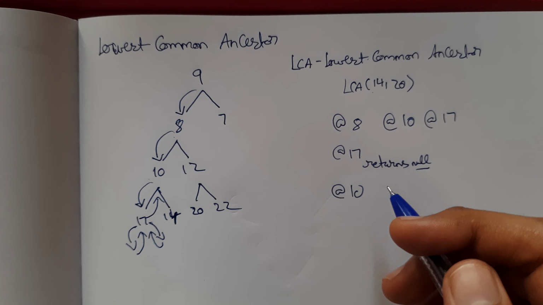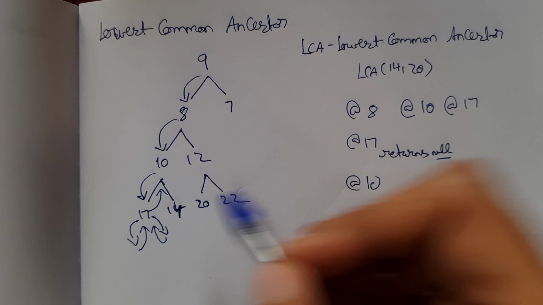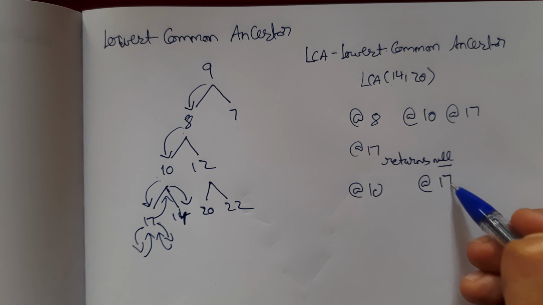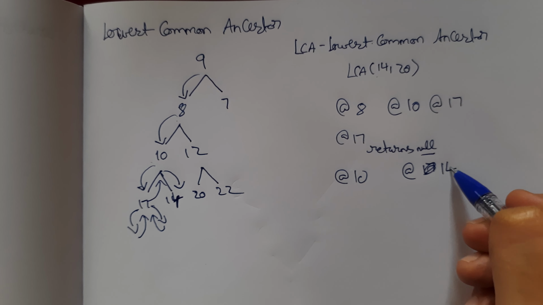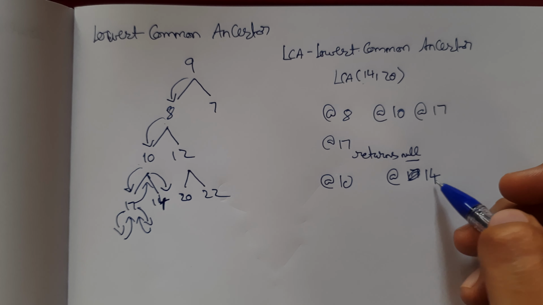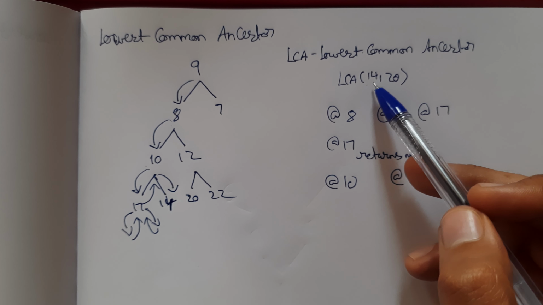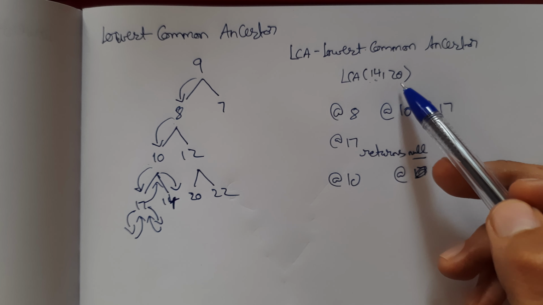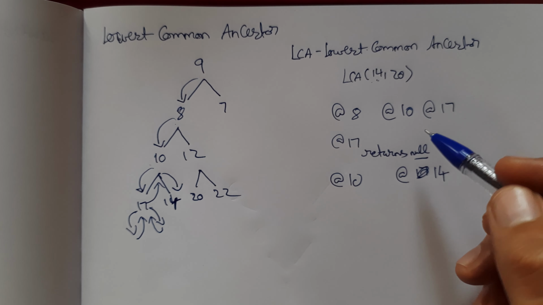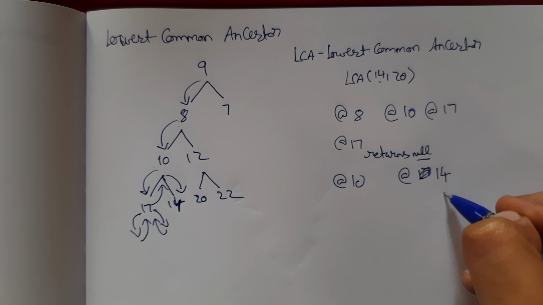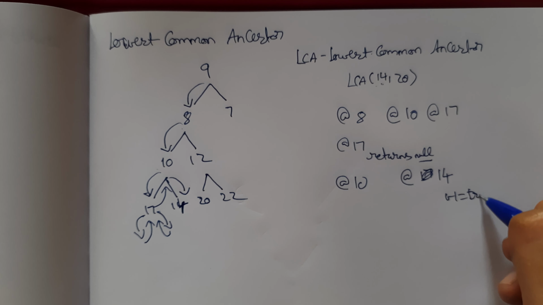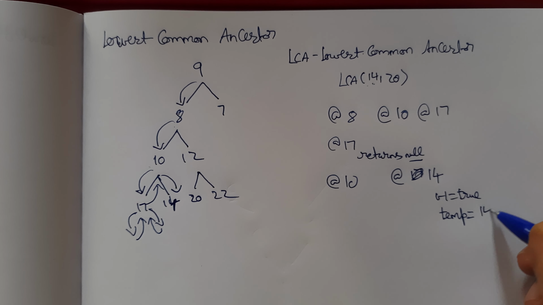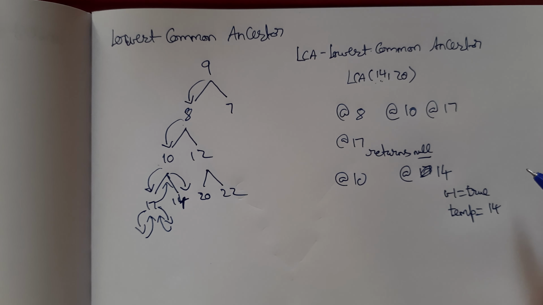At node 10, we go to the right subtree of node 10, which is node 14. At 14, we check if the value at node 14 is equal to either this value or the value 20. Since the first if condition is satisfied, v1 is 2 and the value of temp is equal to 14, which means the node that contains the value 14.